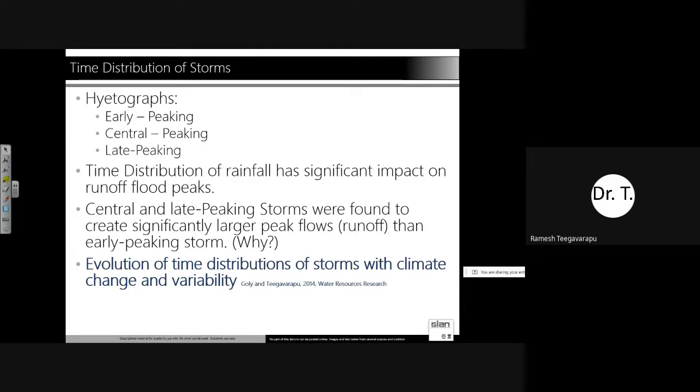So once we get the hyetographs, we have to look at what is going on with them. Is there an early increase in the rainfall? Is there a central peaking or a late peaking? It is very important because that will affect the runoff floods. Central and late peaking storms were found to create significantly larger peak flows than early peaking storms. You can guess the reason why. And of course, these distributions are also changing with respect to climate. That means those distributions which were derived a long time back based on rain gauge data may not be valid for the future, because things are changing with respect to time.